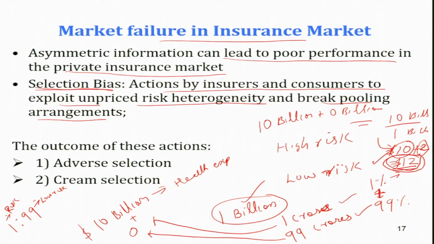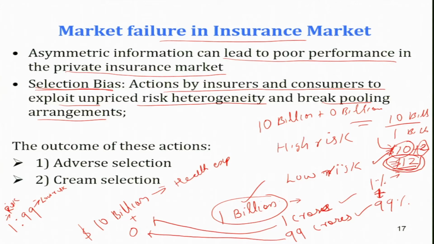But what is going to happen really in the market? Really in the market, this won't be the case. The insurance company cannot clearly identify, out of this 1 billion population, who is the 1% with high risk and who is the 99% with low risk. The insurance company cannot directly identify those people. But among this 1 billion, most of that 1% may know about their health condition, that they are high risk.